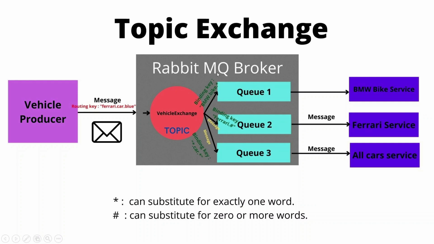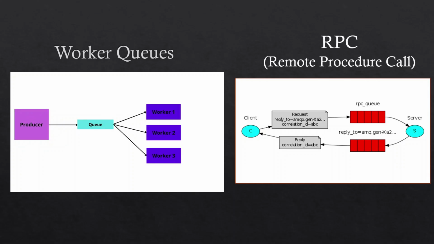I hope this was not too hard to understand. I know the topic exchange is a bit more difficult to grasp at first than the other exchanges because it's not as straightforward as the others, but as you practice it, as you read more about it, you'll get more comfortable with it. There's also a few more use cases in which we can use RabbitMQ for. I'm not gonna go too deep into them.